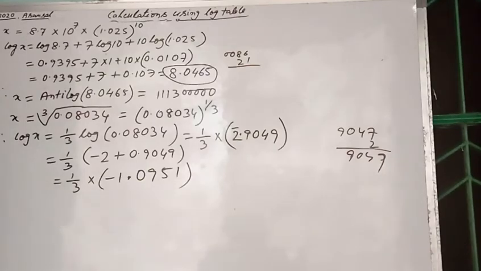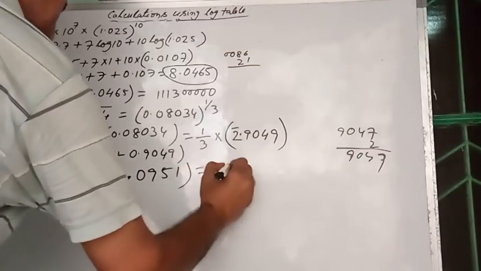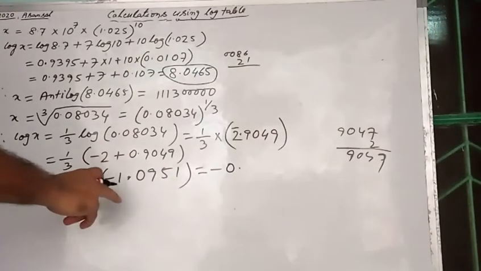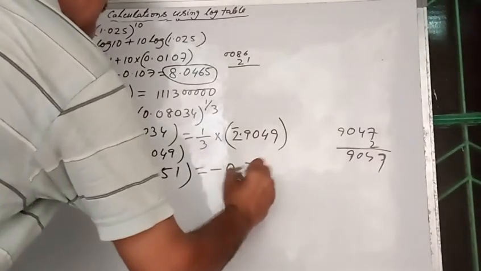After dividing by 3, we'll get minus 0.3650.